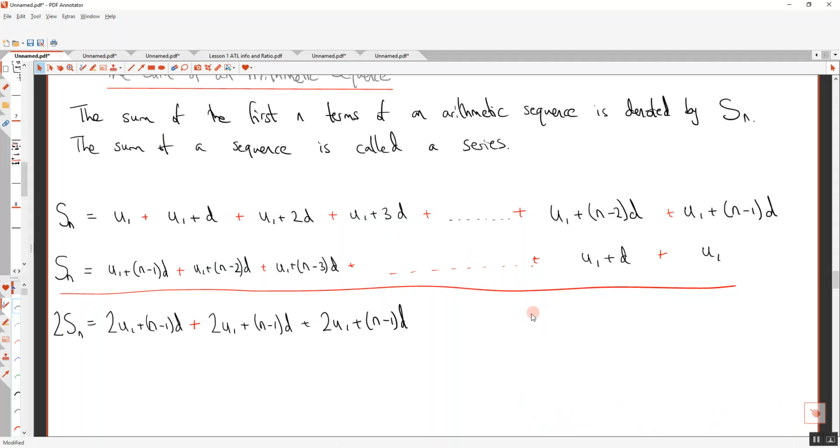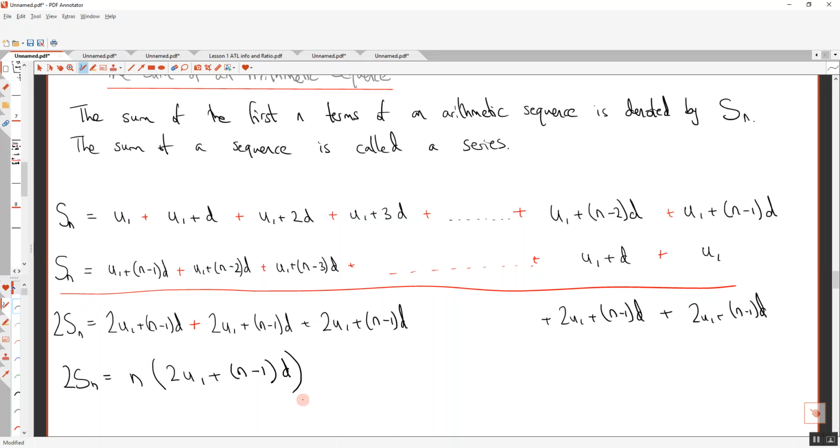Alright, so it's going to be the same here. This plus this, 2u1 plus n minus 1d, and this plus this is also 2u1 plus n minus 1d. Right, now, how many of these 2u1 plus n minus 1d's are there? There's n of them, because there's n terms in total. So instead of trying to add them all up, I can just do n multiplied by them all. Makes things a lot nicer, okay?